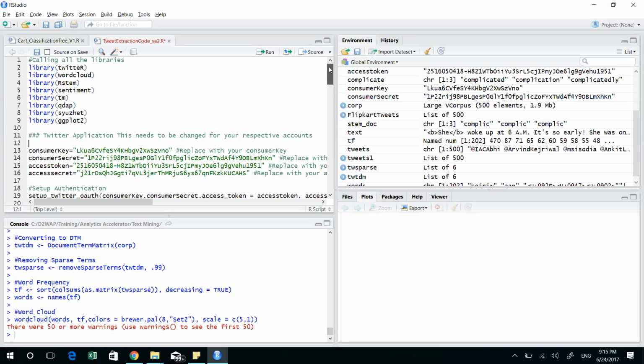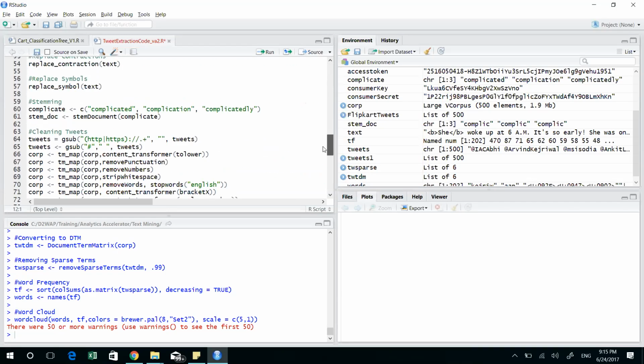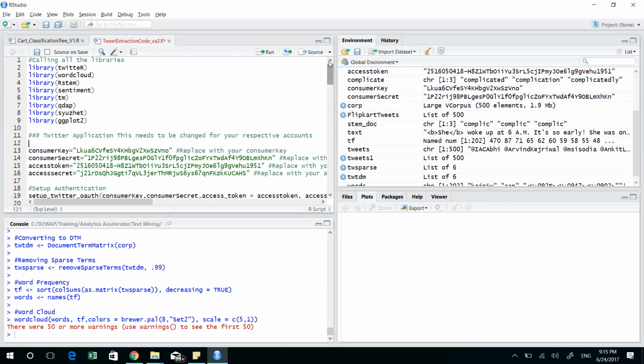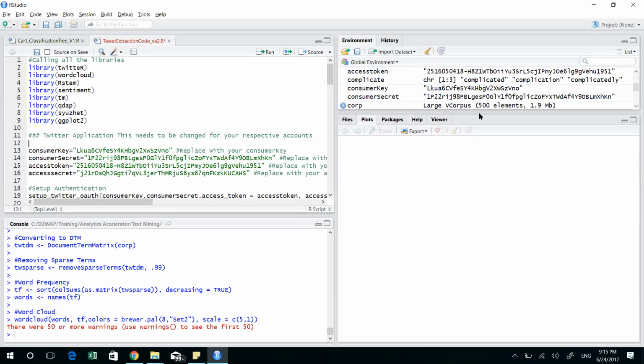Now, what I've done is I have already written code for you guys, which can help us extract tweets from Twitter and also summarize them in the form of a word cloud. So let's go through this particular code quickly. I'll probably not spend time on the code as such, but we'll give you an overview of what kind of outputs come out.